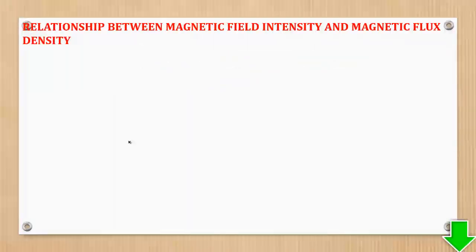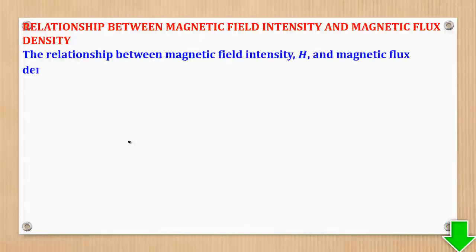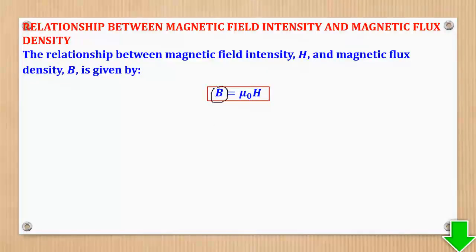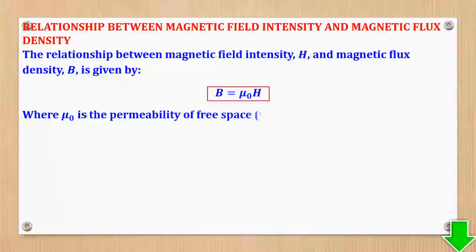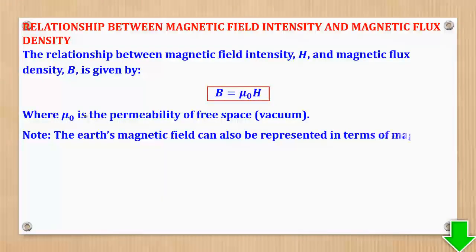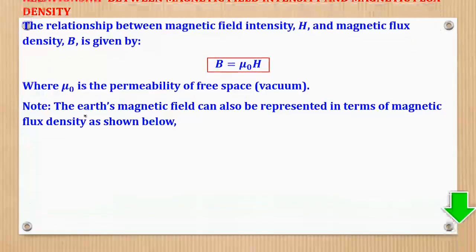So we have two terms, what we call intensity and also magnetic flux density. These two are related by what we call permeability. So magnetic flux density, which we now know, is equal to permeability of free space multiplied by the total intensity. So that means that the Earth can also be represented in terms of magnetic flux density, as shown below.